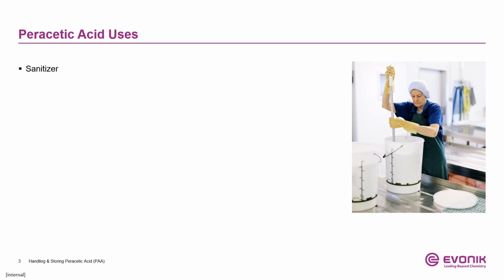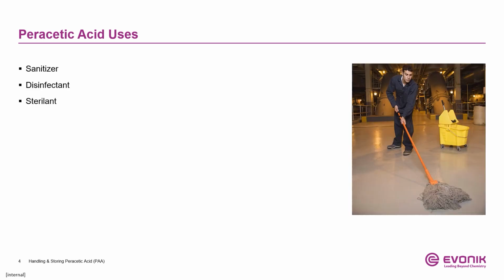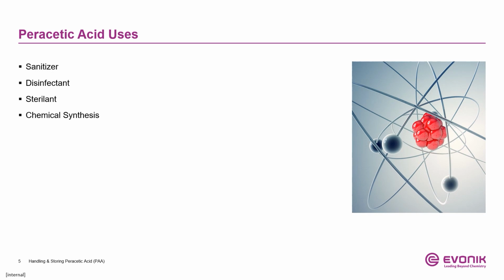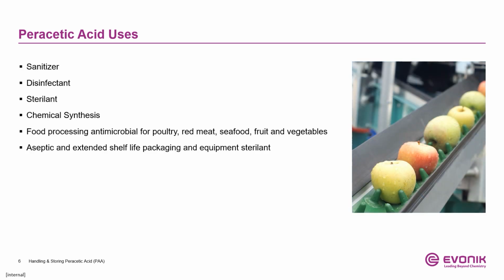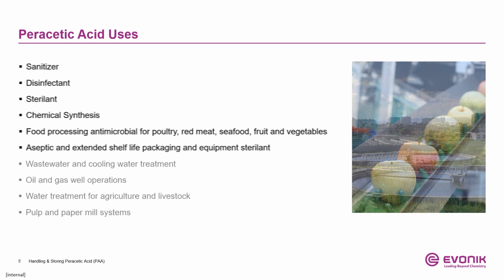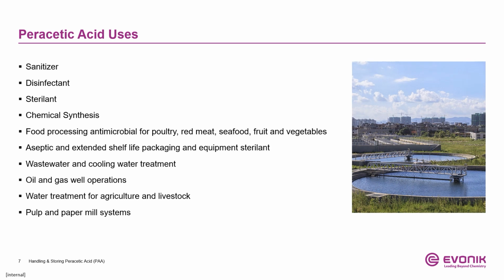You may not realize the many ways you have benefited from peracetic acid. It's used for numerous applications, including sanitization applications, disinfectant and sterilant applications, chemical synthesis. It is used as a food processing antimicrobial for poultry, red meat, seafood, and fruits and vegetables. An antimicrobial for aseptic and extended shelf life packaging and equipment. Wastewater and cooling water treatment, oil and gas well operations, agricultural waters treatment, and livestock watering systems, as well as pulp and paper mill systems.